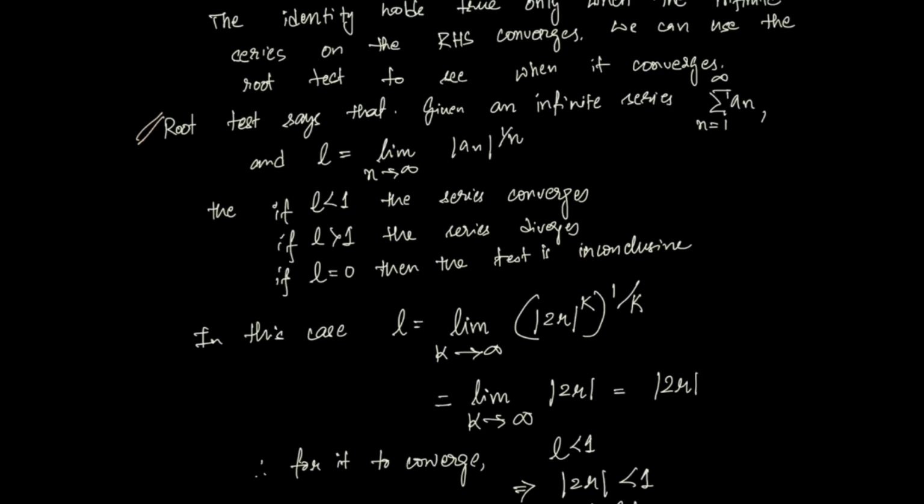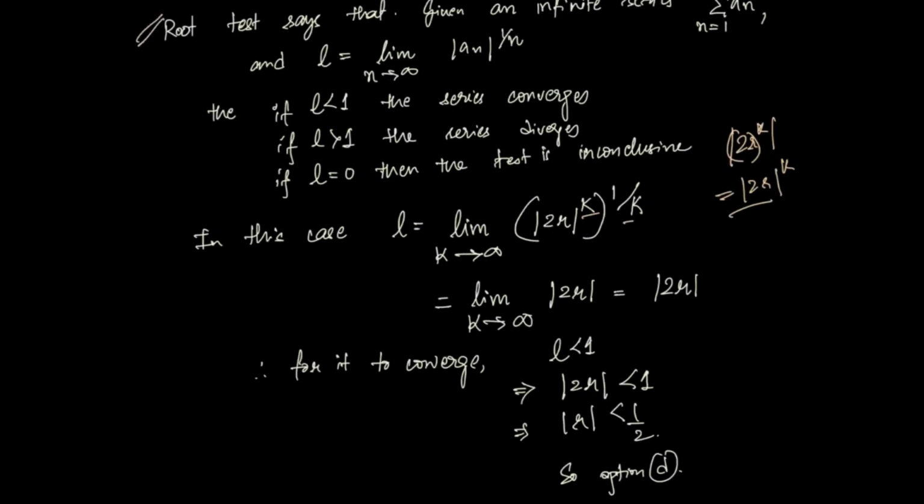See, the term is basically (2r) whole to the power k. So modulus of (2r) whole to the power k is nothing but, basically what I mean is, this is the same thing as this. So I directly root this. This k and this k cancel out. So this limit is nothing but the limit as k tends to infinity of modulus of 2r. Since modulus of 2r doesn't depend on k, the limit is the same as modulus of 2r.